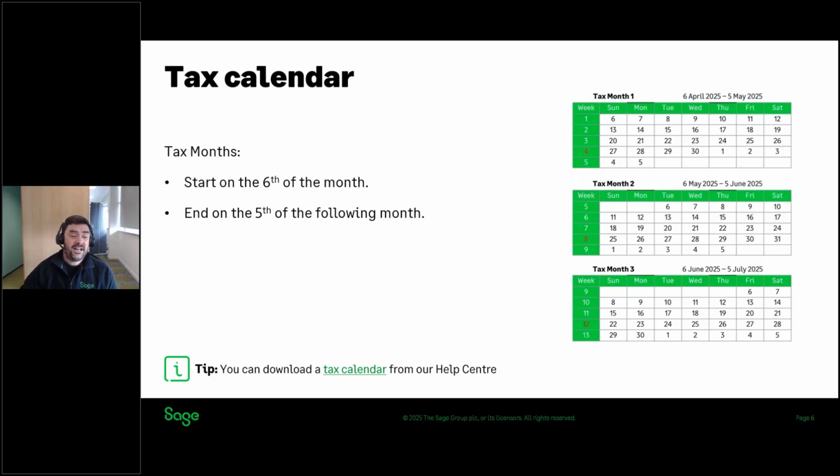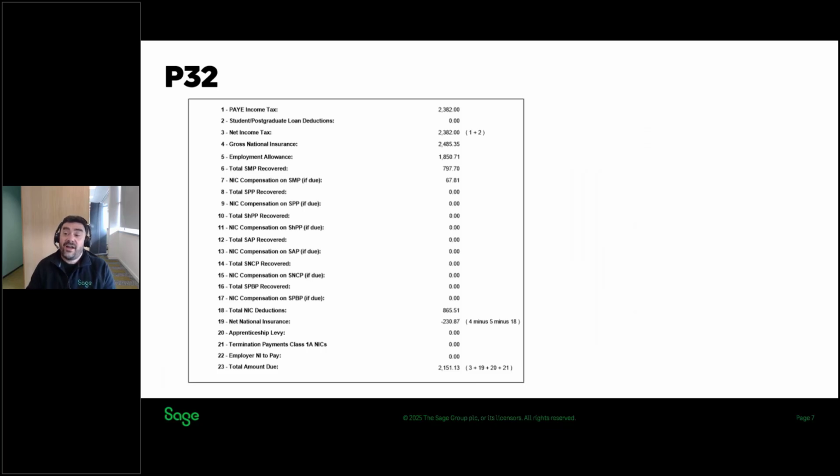Now, before we take a look at it in the programme, I do want to go into a bit more detail as to what you'll find on the P32 report. So I have a screenshot of the 23 items that now appear on a P32. There's a couple of new items have been added for the new tax year.